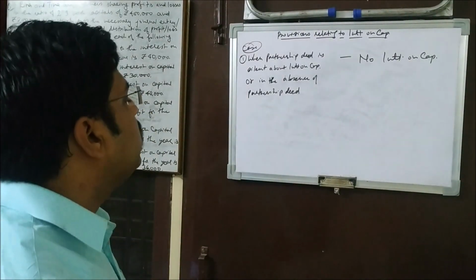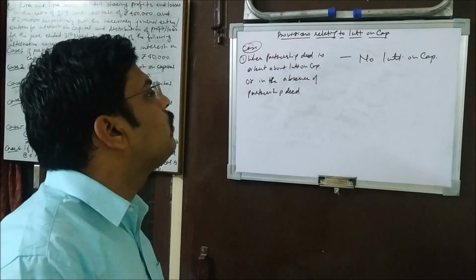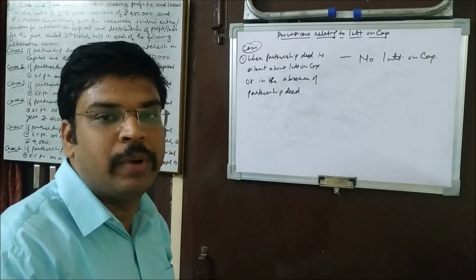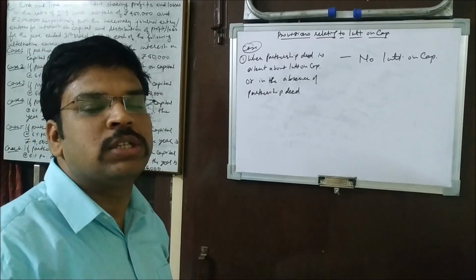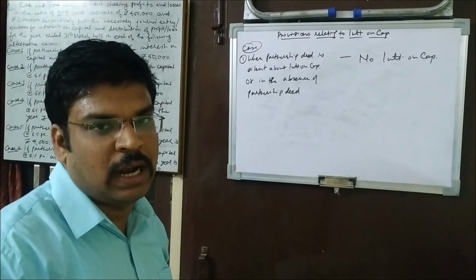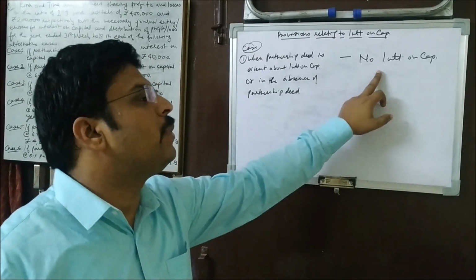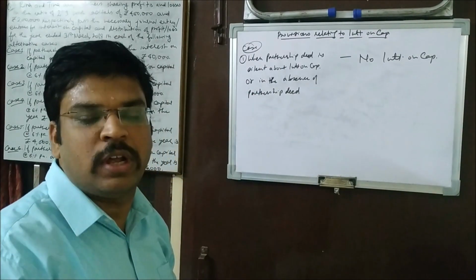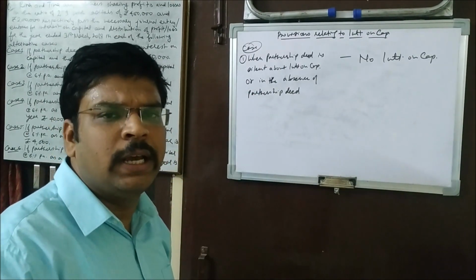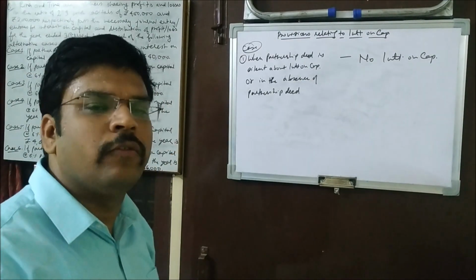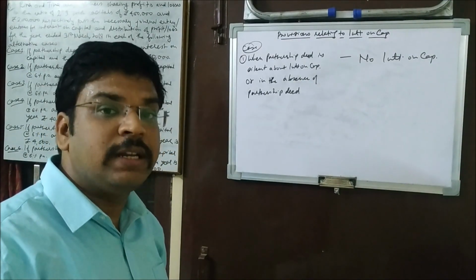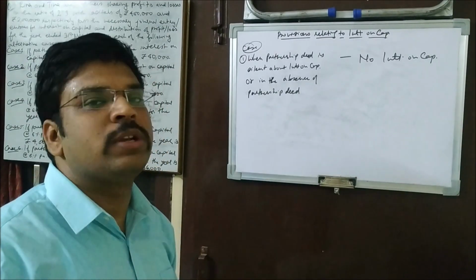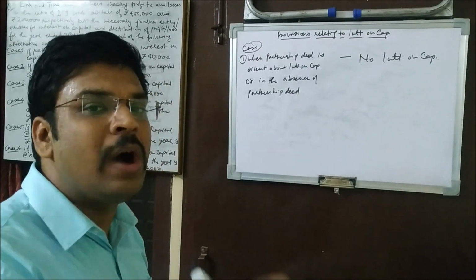Case 1 is when the partnership deed is silent about interest on capital. It means a partnership deed is there between the partners, but there is no clause related to interest on capital in it. In that case, no interest on capital will be provided. Similarly, if there exists no deed as well, we have already learnt about it. If there is absence of a deed, meaning a written agreement, between the partners, then no interest on capital will be provided.